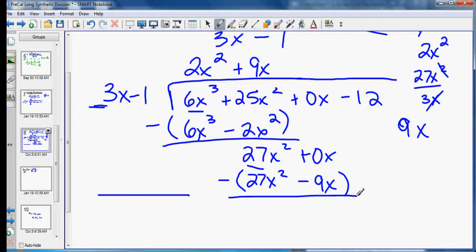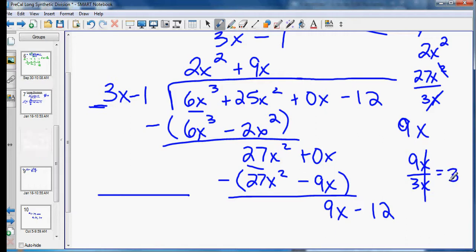9x over 3x. The x's just cancel each other out, and 9 divided by 3 is 3. So I put a 3 up here. 3 times 3x is 9x. 3 times negative 1 is negative 3. So I've divided and multiplied. Now it's time to subtract.